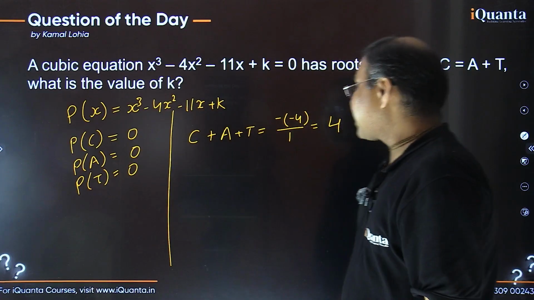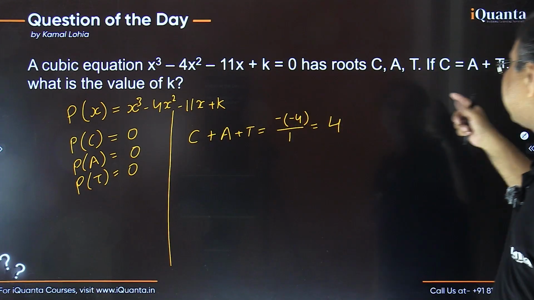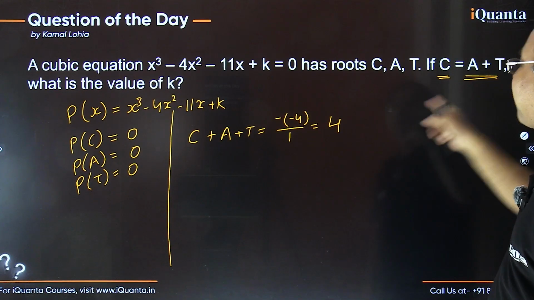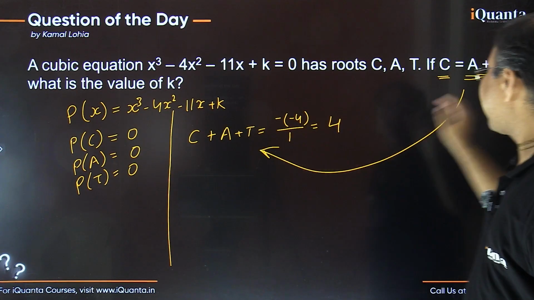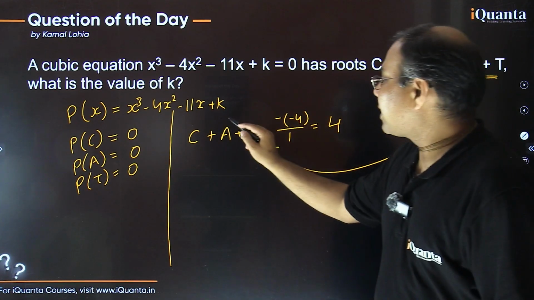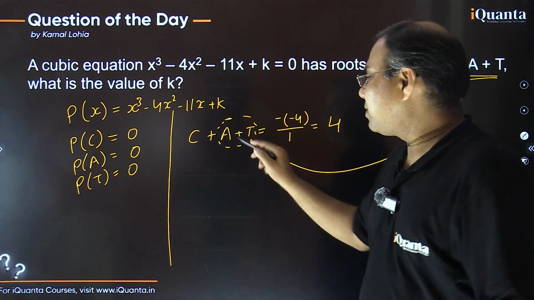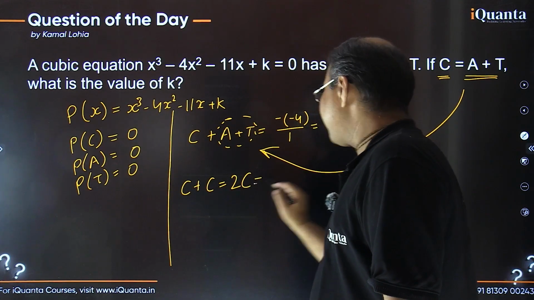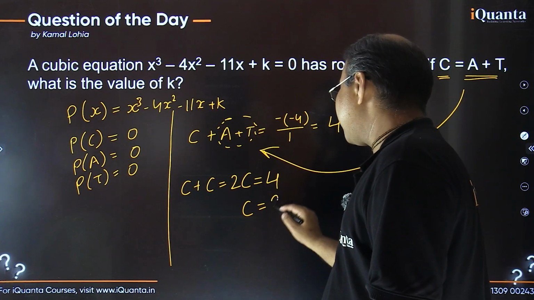Okay, so in this case, I think that relation is sufficient. That will help us because we were given that c equals a plus t. So basically in place of a plus t here, I can plug in this value, isn't it? I can replace this a plus t by c, right? So this c plus c, that is 2c basically, is given equal to 4, which means c comes out to be 4 by 2, that is 2.